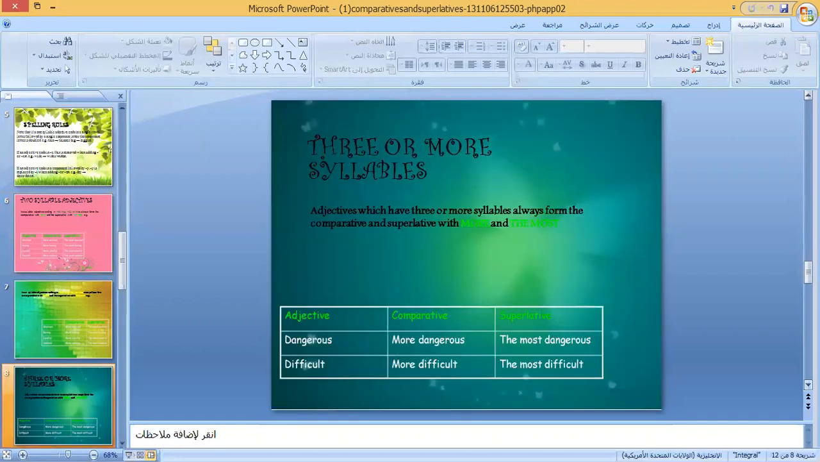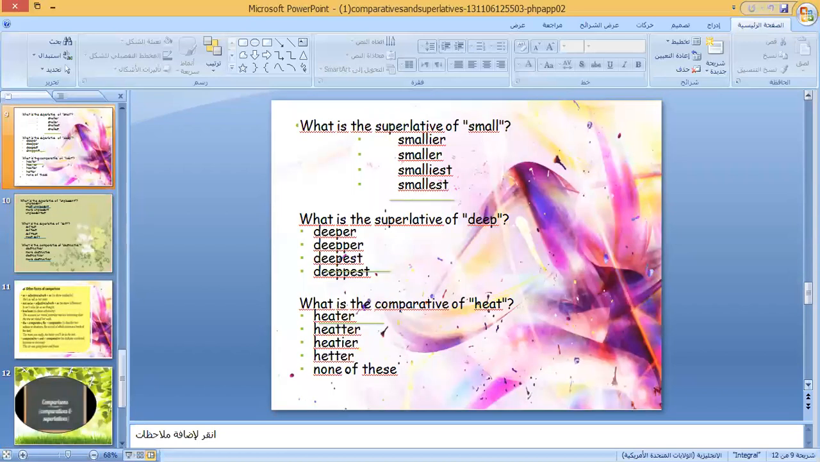Three or more syllables. Adjectives which have three or more syllables always form the comparative and superlative with more and the most. For example, an adjective like dangerous: comparative more dangerous, superlative the most dangerous. Difficult, more difficult, the most difficult, as we see.